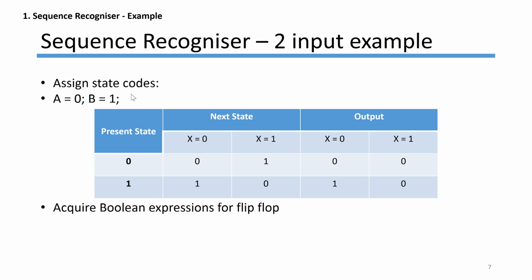But in our example, we only have 2 states, which only requires 1 flip-flop to keep track of our present state. Therefore, you need to acquire the Boolean expression for this flip-flop, D0 as we call it, and then from there you should then draw it out in the schematics in Xilinx and create the symbol and implement it with your hardware.